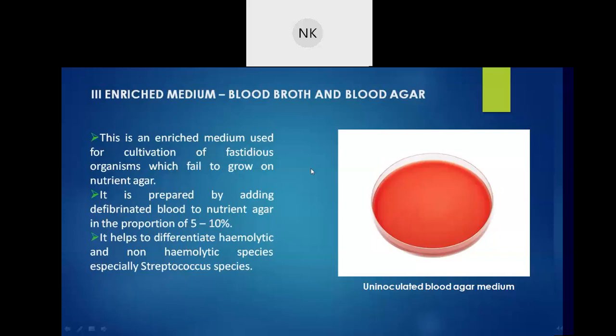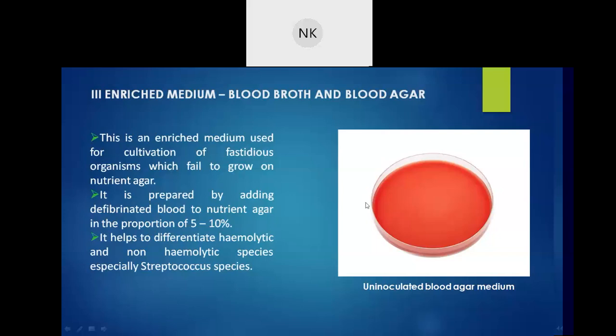So what is the speciality of this enriched media? Enriched means we are adding some special nutrients. Special nutrients like blood, serum, and egg yolk are incorporated into the medium to support and facilitate the growth of fastidious organisms. Some of the examples are chocolate agar, Loeffler's serum agar, and blood agar. So here we have blood agar medium.